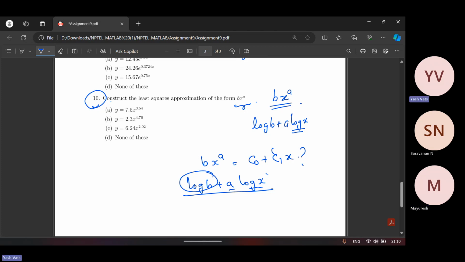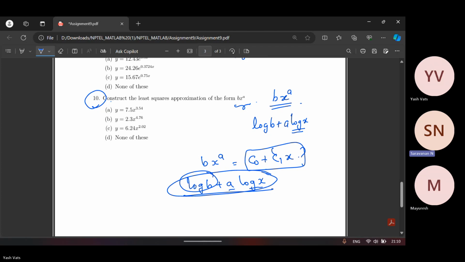But you cannot find it like here. It's a bit different. But you have to start with this type of data, right? In this question, not c naught plus c1x, not this form, right?